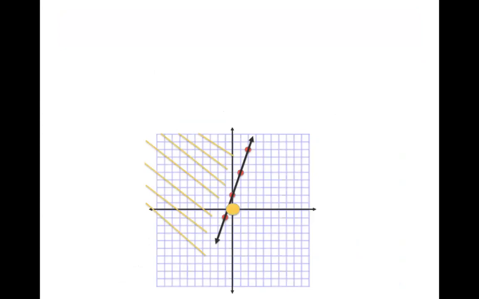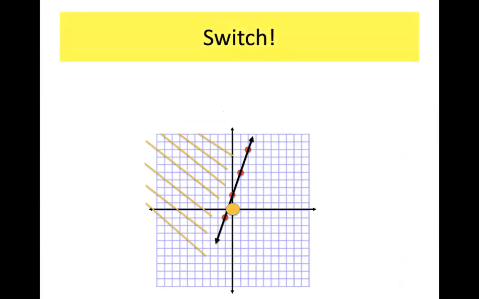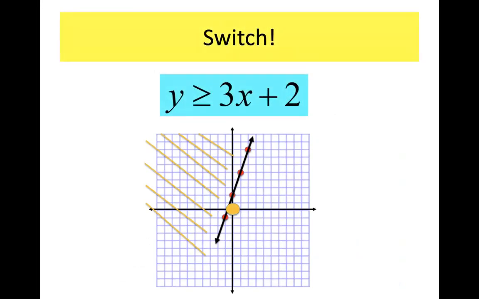Today, we're going to do the reverse. Today, I'm going to hand you this picture, and you're going to write the inequality. So how do you do that? So we're basically switching. I'm going to give you this, and you're going to write that. I'll walk you through how it's done.